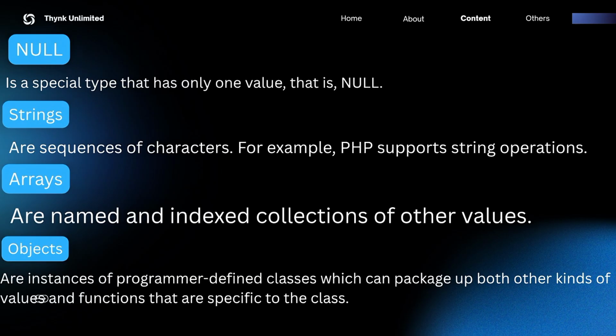PHP supports a variety of variable types, each serving a specific purpose. Integers for whole numbers, doubles for decimal numbers, Booleans for true or false values, null for representing no value, strings for text and characters, arrays for collections of multiple values, objects for structured, class-based data. Each of these types contributes to making PHP a flexible and powerful scripting language, capable of handling everything from simple data operations to complex web applications.